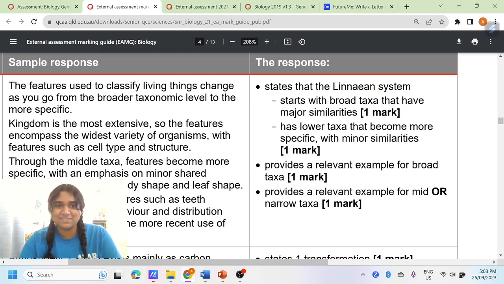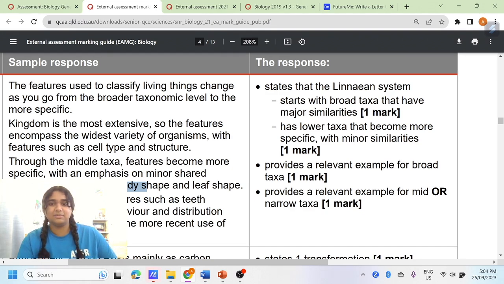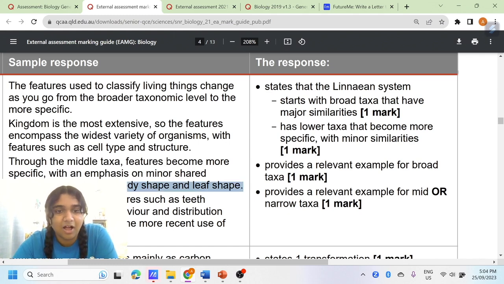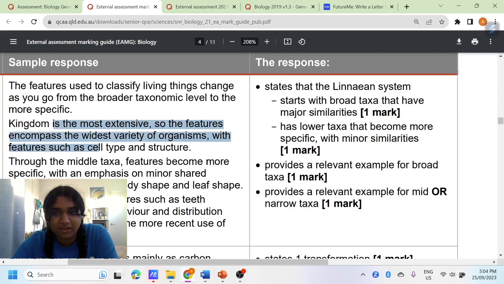So the broad taxa, so the first level or kingdom, is the most extensive, and they are distinguished by things like cell type and cell structure. You get 1 mark for saying that. Then the middle taxa, the features become more specific with differences in fur, body shape, and leaf shape causing those differences. That's the 2nd mark. The 3rd mark comes from an example of broad taxa, so saying domain and kingdom, for example. And then the 4th mark comes with an example of mid or narrow taxa. So if you had said species or genus, you would have gotten it.